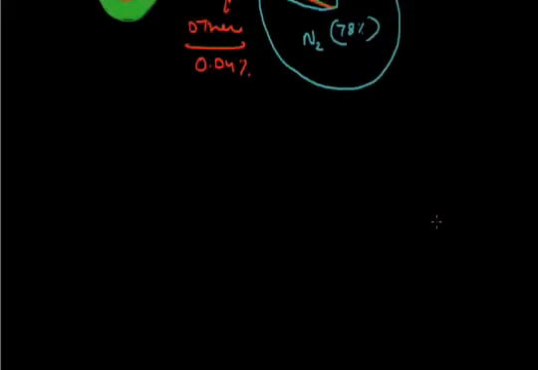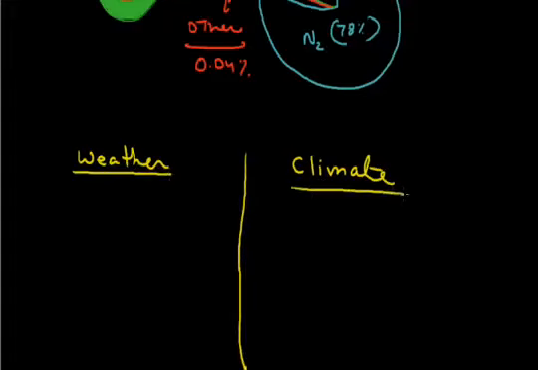Now let us come to the next topic, and that is what is the difference between weather and climate. If we come to weather, then weather is hour to hour or day to day conditions of the atmosphere. A hot, a humid, or a rainy weather like today.